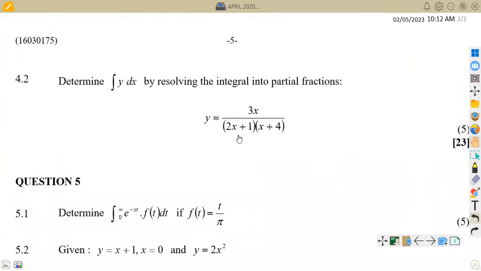That is 4.2. Determine the integral of y with respect to x by resolving. Take note, you are given to resolve into partial fractions. We are given what to do: use partial fractions. Okay, so that's it, 4.2.